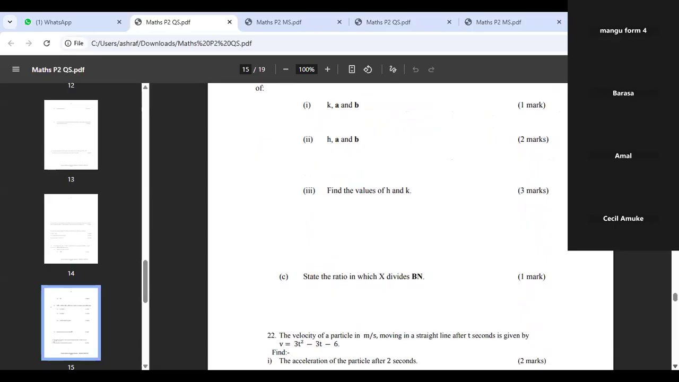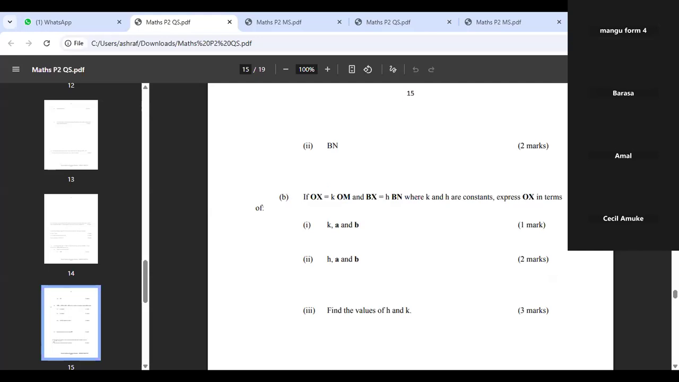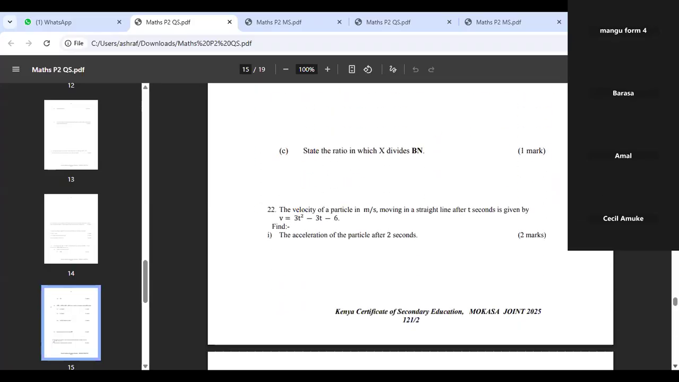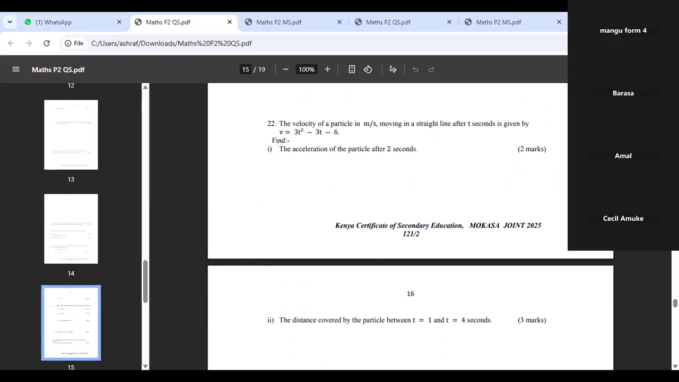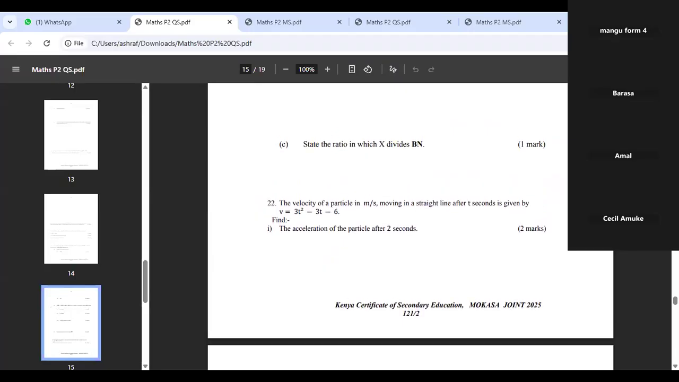So the last part of the question, C, state the ratio in which X divides BN. The ratio in which X divides BN. Cecil, do you have a question? Okay. You can unmute yourself. So the ratio in which X divides BN. So where was our X in the diagram?